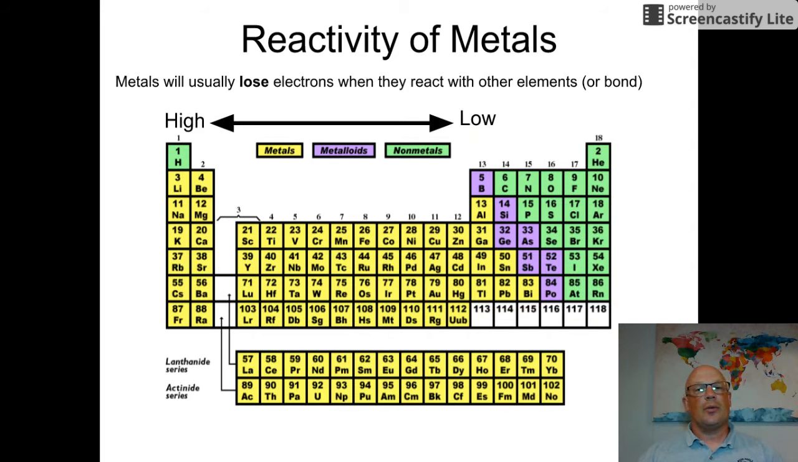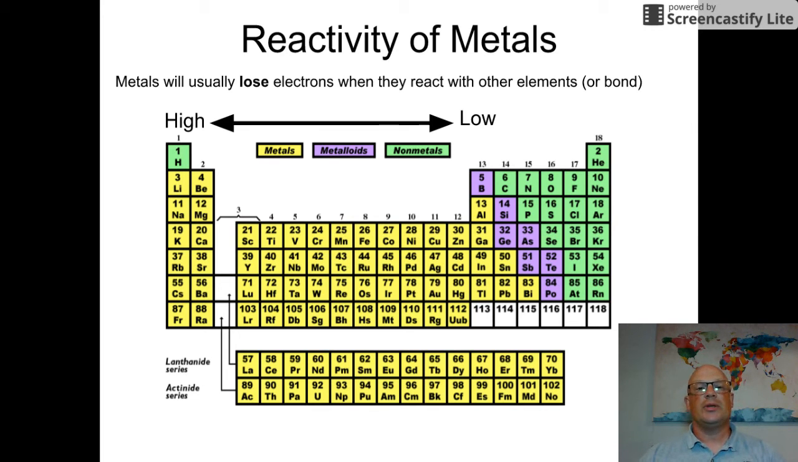Let's look at the reactivity of metals, and how reactive they are based on where they are on the periodic table. Basically, those on the left-hand side are very reactive. You remember column 1 has one electron on that outside ring that it wants to get rid of. And so it's going to react with other things very easily to get rid of that electron. As you move across to the right side of where the metals are, they become less and less reactive. As those electron rings become more and more full, or closer to being full, they become less reactive.